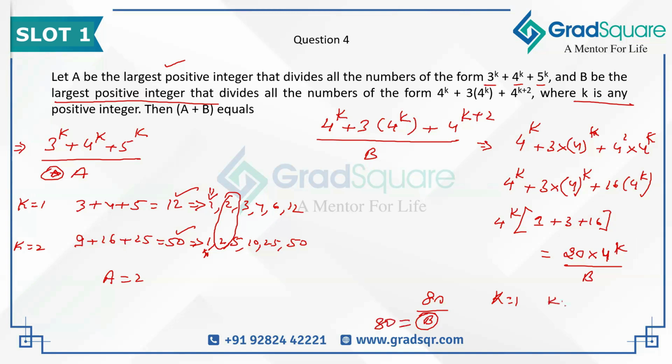Now, if you take k equals 2, what is going to happen? 4^2 is 16, so the number will be 20 times 16, which is 80 times 4, divided by B. Now, you can't take 80 times 4 as the value of B because that will not divide the first value corresponding to k equals 1. So what is the maximum possible value of B? The maximum possible value of B is 80, and the maximum possible value of A was 2. Then what is the value of A plus B? A plus B is equal to 2 plus 80, which is going to give you 82 as the answer.